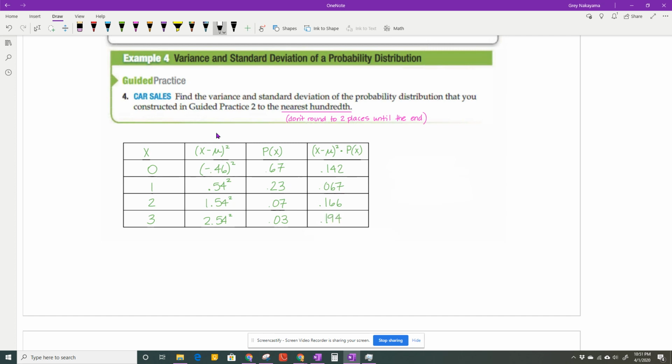And then what do I have to do? I'm going to add up those numbers. That is my variance. And when I take the square root of that, I get the standard deviation. So notice, I'm okay with probabilities coming to the hundredths place, but everything else is to the thousandths place, 3 places. So when I get the final answer over here, I'm going to round both of those to the nearest hundredth. So that's my variance, and that's my standard deviation, rounded to the nearest hundredth. If you need any help with that, let me know.